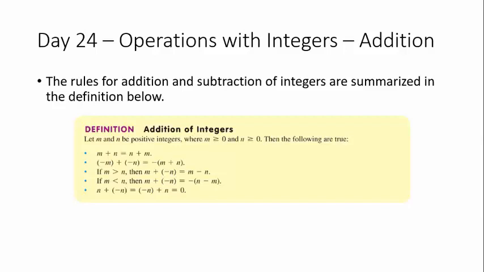If m is larger than n, then whenever I add m and -n, it is the same as subtracting m minus n. If m is smaller than n, then the sum of m and -n is the opposite of n minus m. So in other words, we're taking away the smaller quantity from the larger quantity and making sure that our sign is negative. And the last bullet is the additive inverse property. When we add an integer and its opposite, we get 0.